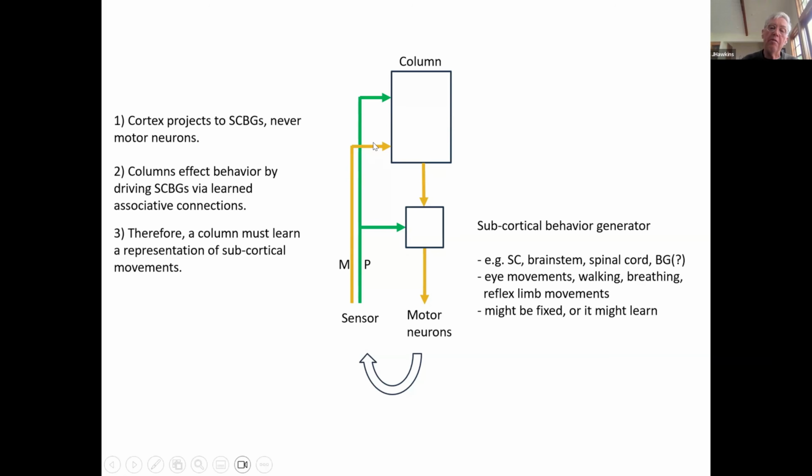It says, okay, there are some changing patterns here. I'm going to interpret that as some kind of movement, and I'm going to interpret that kind of movement. And if I learn what those movements are, then I will know what the subcortical motor behavior generator is doing, and I can now control it. If this thing can move the eyes left, right, up, and down, and I can see that the eyes move left, right, up, and down, then I can say, oh, I can tell it to do those things. So it's this feedback loop that allows the column to learn how to control this thing.